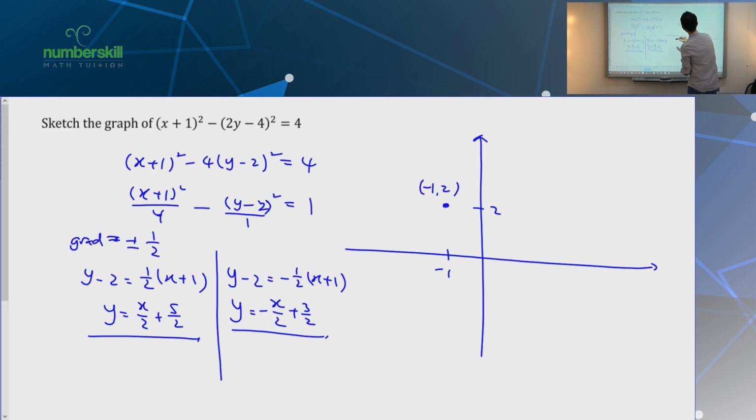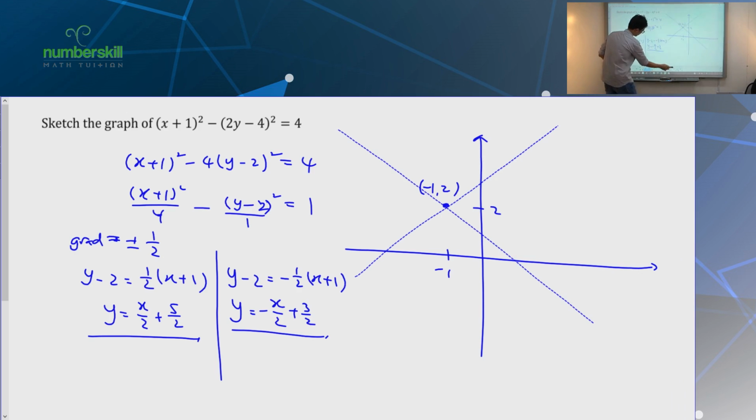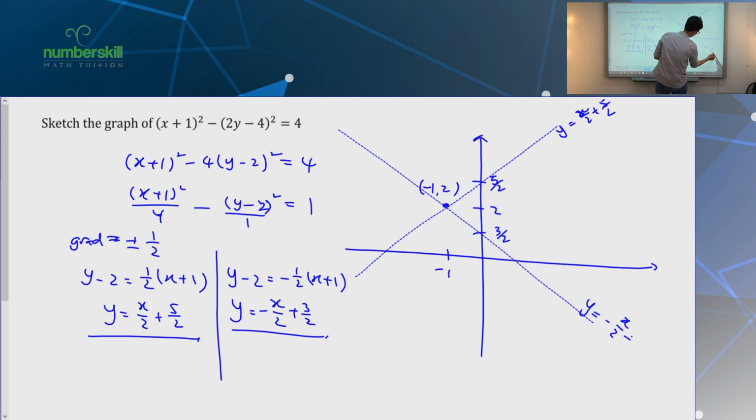So you go to your y-intercept and you start drawing dotted line. One looks like this. Okay, very ugly, I know, but never mind. The essence is the important thing, okay? So there you go. That becomes my oblique asymptote. This is 5 over 2. This is 3 over 2. Okay, label the equation, please. This is y equals x over 2 plus 5 over 2, whatever. This is y equals minus x over 2 plus 3 over 2.